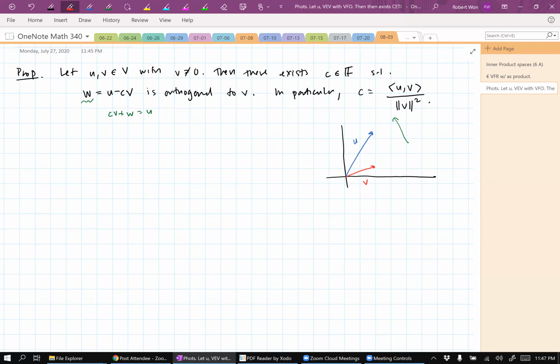So what is this saying? This is saying that you can go some amount in the v direction. You can scale v to get to cv, and then move orthogonally to v to get to u. It's not the best picture. Here's w. And here I've scaled, so this small vector is v, this long vector is cv.